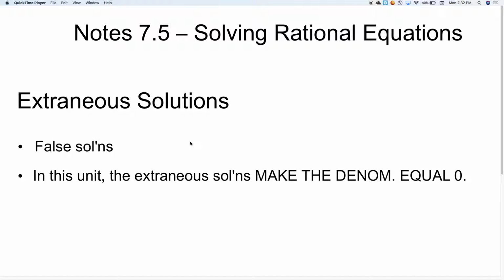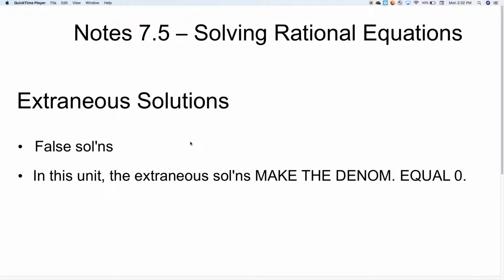Well, we've been talking about rational functions, functions that look like fractions. They have polynomials in the numerator and the denominator. So we want to be able to solve those equations. Now, we've run into this issue before in some other chapters where we have what is called an extraneous solution.